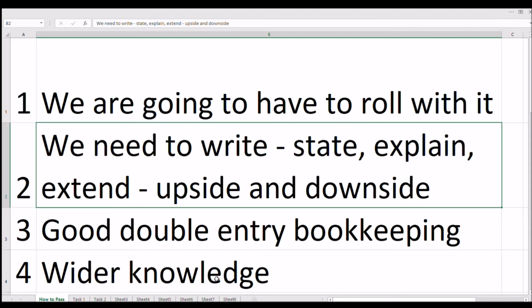So, if we're trying to think, well, how are we going to soften the blow on that writing? Well, we're thinking of the downsides. Okay, right. So we'll write from that point of view, and we'll make some kind of nice statement about it, and that's the general way in which we're going to write. So, state, explain, extend. And there's an upside and there's a downside to state, explain, extend.